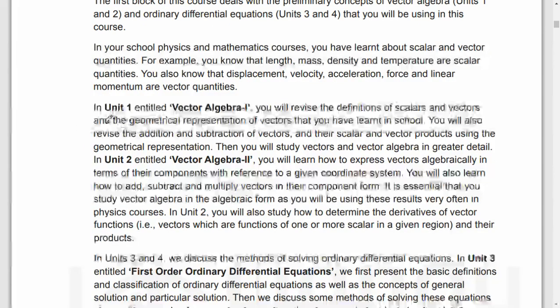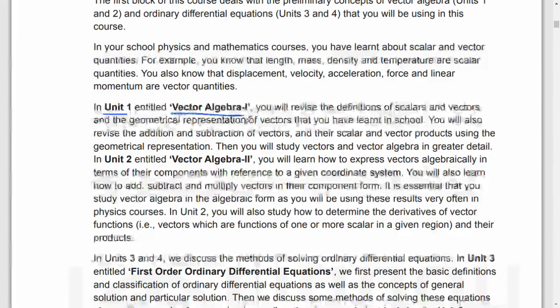In Unit 1 entitled Vector Algebra 1, you will revise the definition of scalars and vectors and the geometrical representation of vectors that you have learnt in school. You will also revise the addition or subtraction of vectors and their scalar and vector products using the geometrical representation. Then you will study vectors and vector algebra in greater detail in Unit 2 entitled Vector Algebra 2.